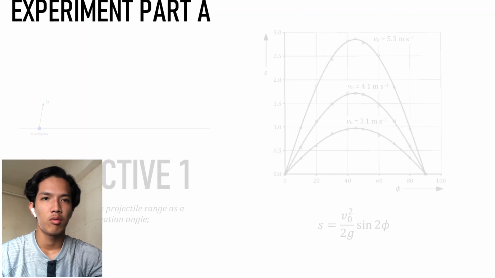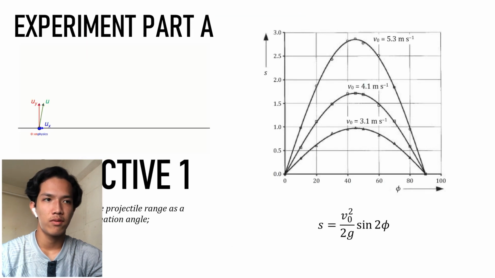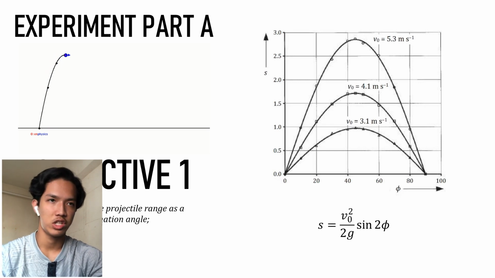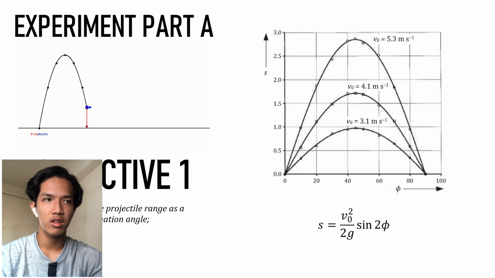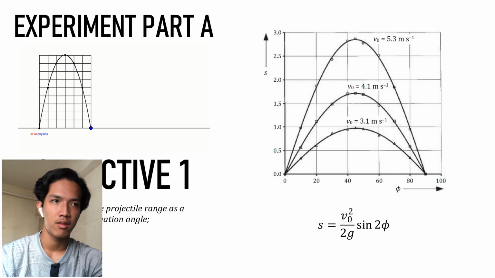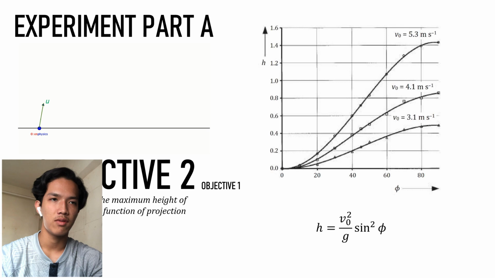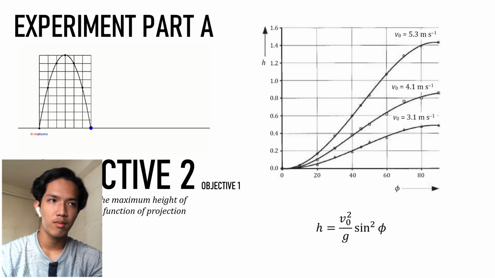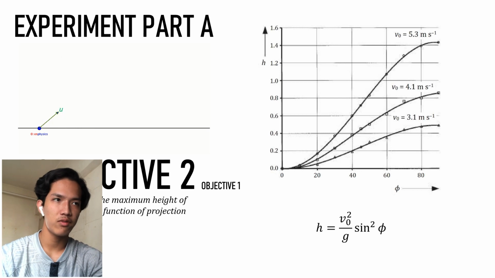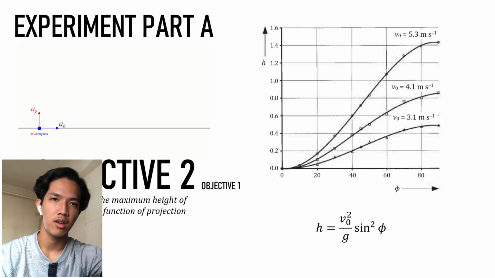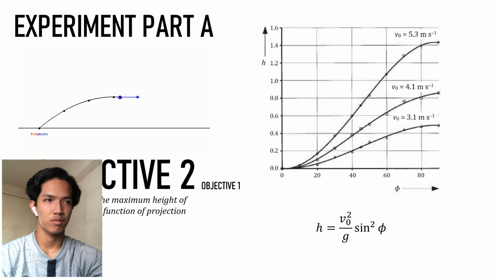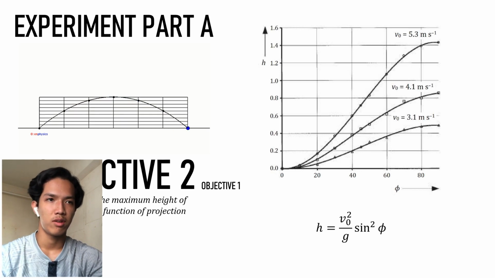So objective 1, we will plot a graph of maximum range against inclination angle or projection angle. The theory is that the graph should look like this. The second objective, we will plot a graph of maximum height against angle. The graph will basically look like what the slide shows, with 3 different speeds.